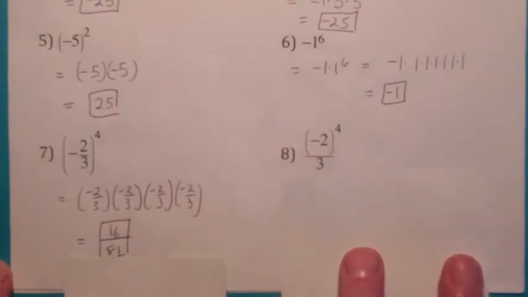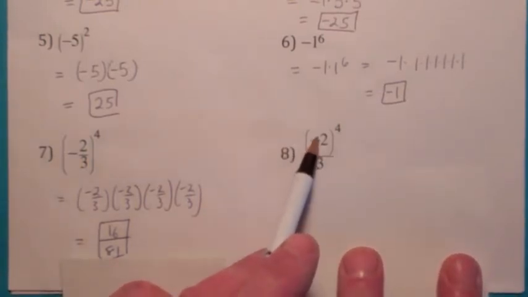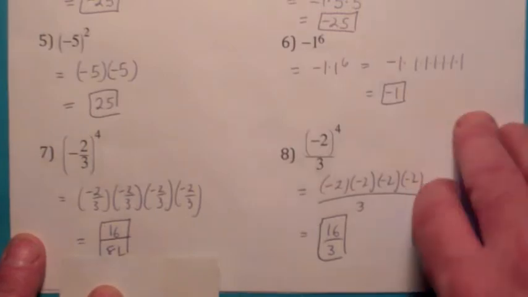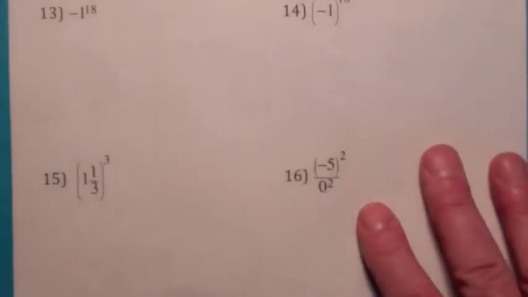On this one, the parentheses are around just the negative 2. So the base of this exponent is negative 2. The 3 is not being raised to the 4th power. So your answer should have been 16 over 3. Let's do a few more, and then I'll give you some to practice. How about that?